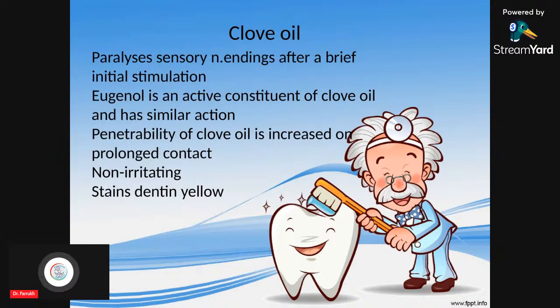Okay, clove oil. This is very important. Do you mainly use it at home? Okay, it paralyzes sensory nerve endings after a brief initial stimulation. Okay, eugenol is an active constituent of clove oil. This is an MCU and has similar action. Okay, penetrability of clove oil is increased on prolonged contact.